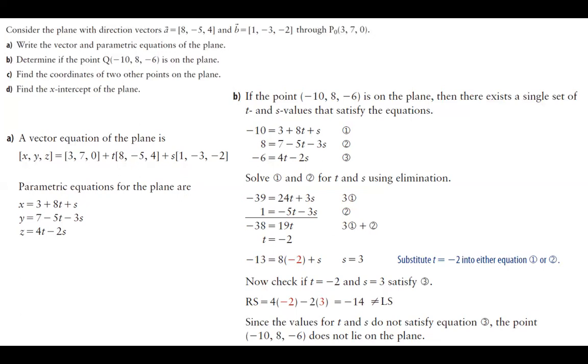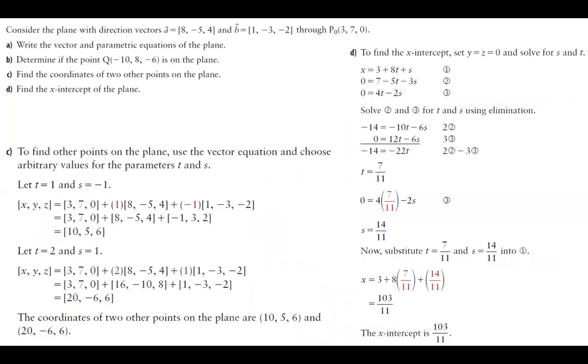which is -6, right? Since the values for t and s do not satisfy equation number 3, the point -10, 8, -6 does not lie on the plane. You cannot find a single pair of s and t that satisfy all of the three equations. Therefore, that point is simply not on the plane. Do you understand? Can you follow me?